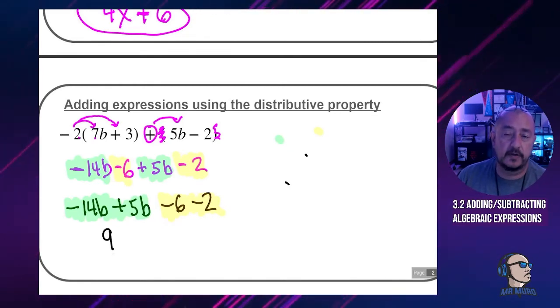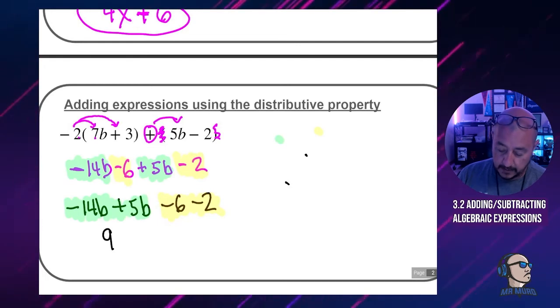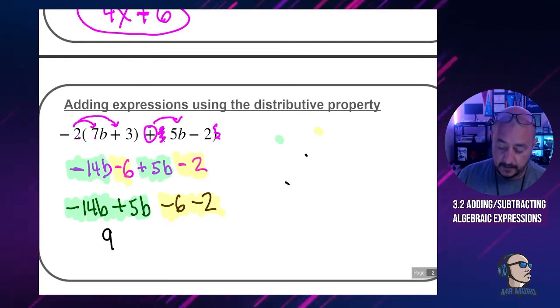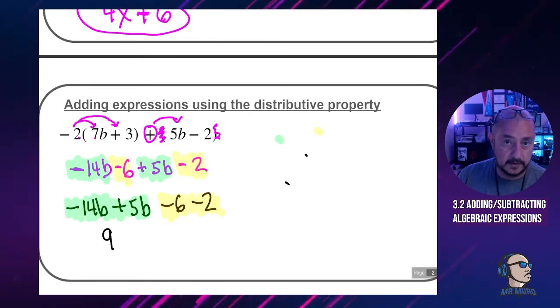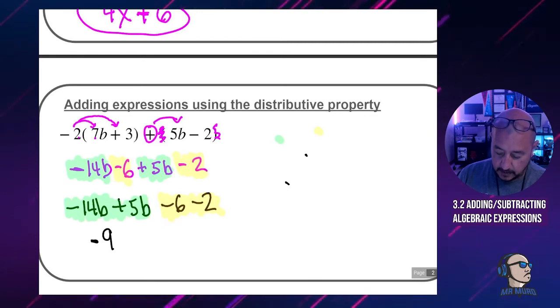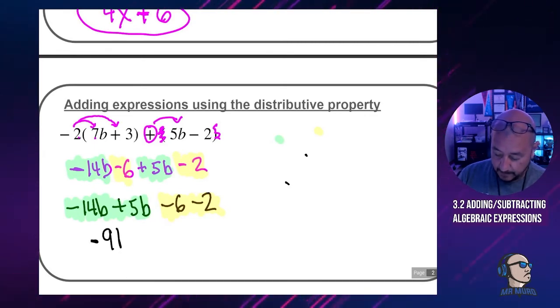And then I ask myself, okay, so the saying is if the signs are not the same, we subtract and keep the sign of the biggest absolute value. So I got negative 14 and positive 5. Well, 14 has a higher absolute value, so I'm going to keep the sign, which is negative. So it's negative 9, but I got to remember to keep the variable, negative 9b.